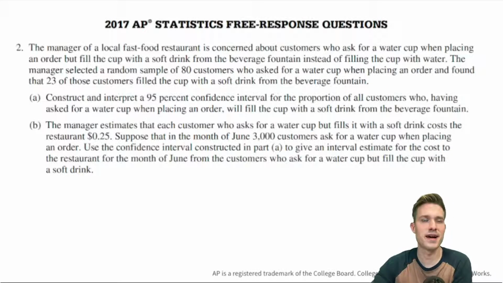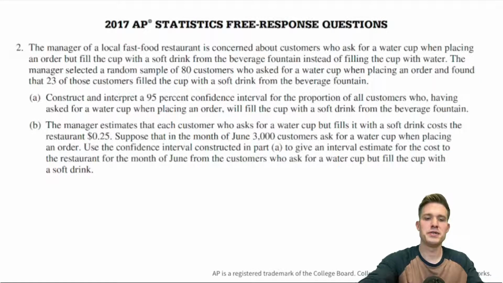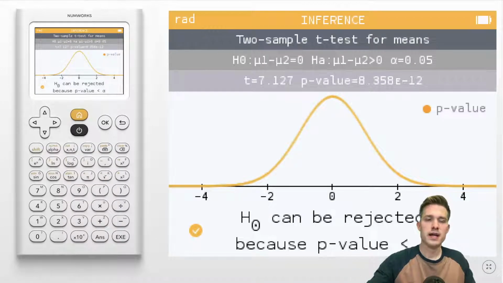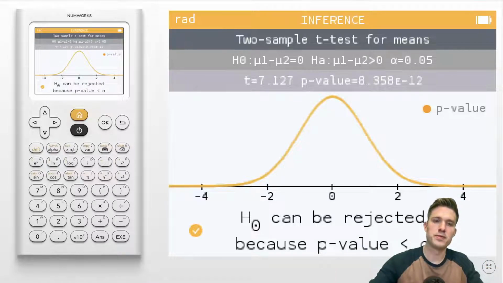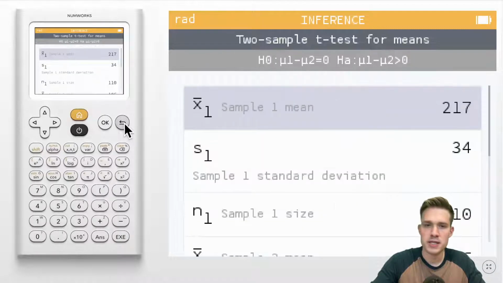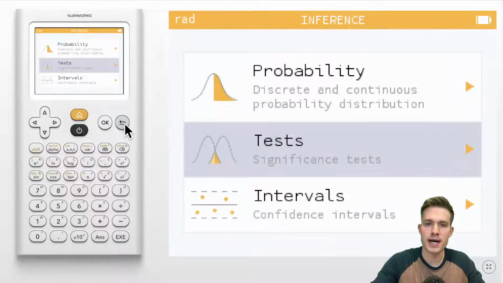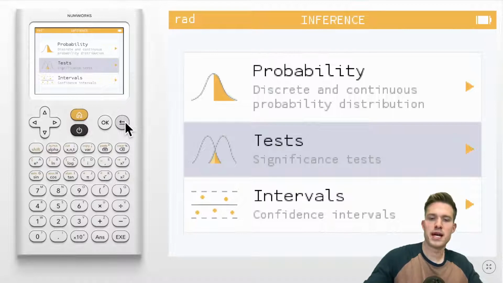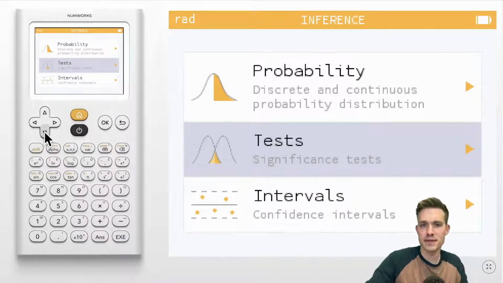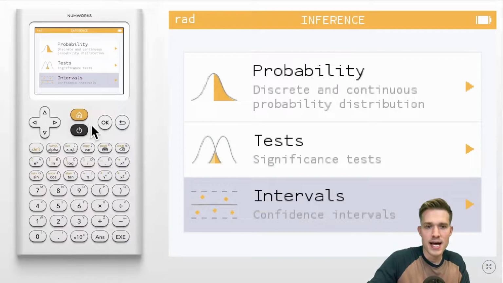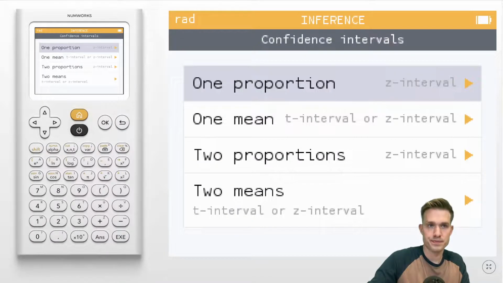All right, so we're looking at a confidence interval here. What I'm going to do is switch back over to my calculator. I'm all the way in a significance test of the Inference app. What I need to do is back out to that main menu of Inference. So I'm going to click this back button just a few times to get back to my main menu here. And I want to look at an interval because I'm supposed to construct a 95% confidence interval. So I'm going to navigate down and click OK on intervals.